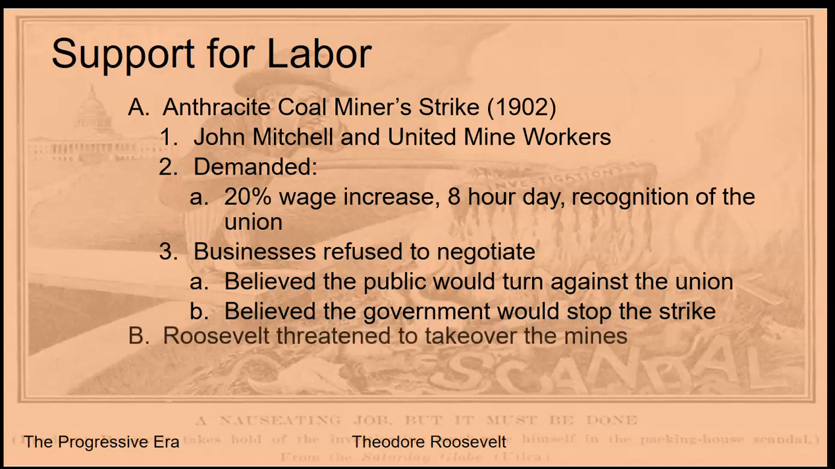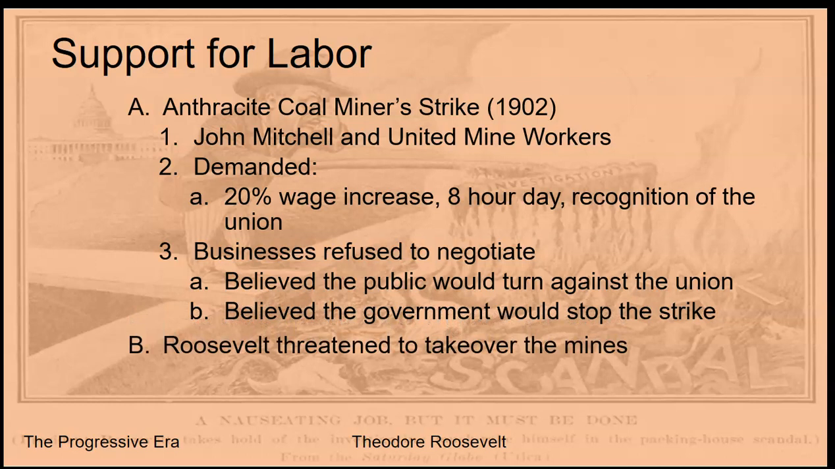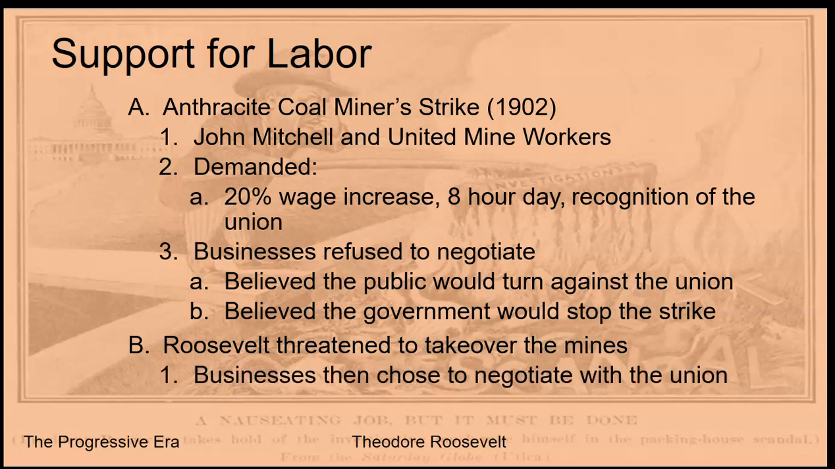Roosevelt did indeed step in, but Roosevelt instead threatened to take over the mines. He reminded the businesses that as president he can issue an emergency declaration, and he threatened to take over the mines and have the government operate them. Now, Roosevelt was not a socialist. That would be a more socialist idea, but Roosevelt felt the businesses were acting in bad faith. And so when he made that threat, lo and behold, the businesses then changed their minds and chose instead to negotiate with the union, giving the union a lot of what they wanted thanks to that pressure from the government that helped them.